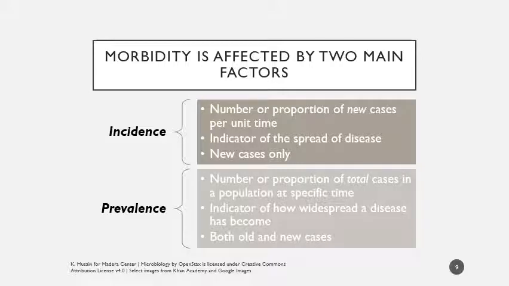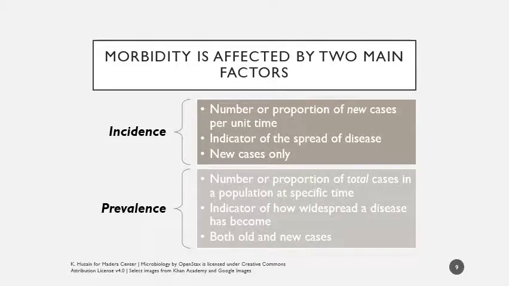So when we're thinking about what determines morbidity, we actually look at two different factors. We look at incidence and prevalence. These seem similar, but they're actually pretty different. Incidence does feed into prevalence. Incidence is the number or proportion of specifically new cases per unit time. So basically, how quickly is this spreading? It's just taking into account new cases. Prevalence is the number or proportion of total cases in a population at a specific time. So that's an indicator of how widespread the disease is. It takes into account both old and new cases.